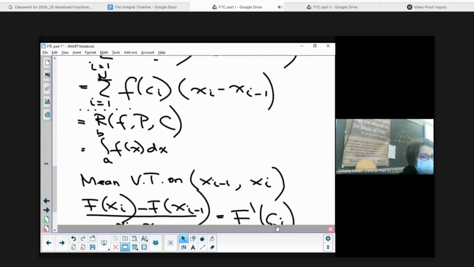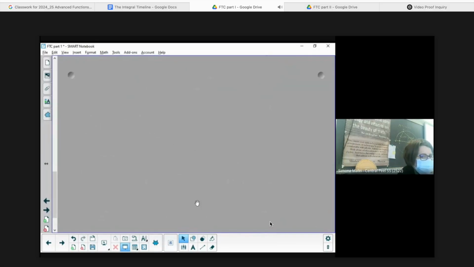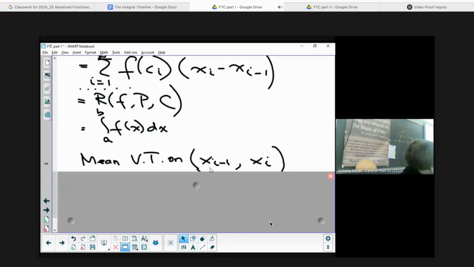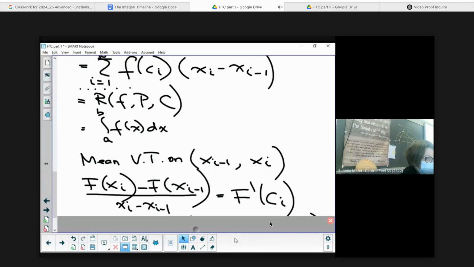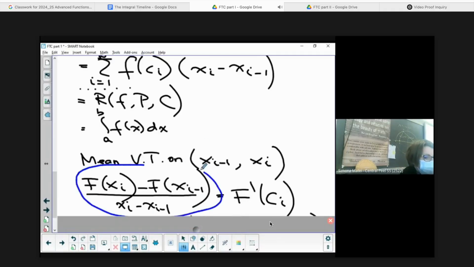Let's apply the mean value theorem on a small interval, on this interval. On each of these intervals, because the function is continuous and differentiable, I can apply the mean value theorem on that small interval, right? The mean value theorem tells me that the slope of the secant, right over here, the slope of the secant through the endpoints.